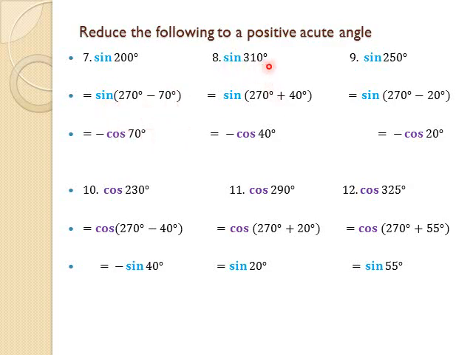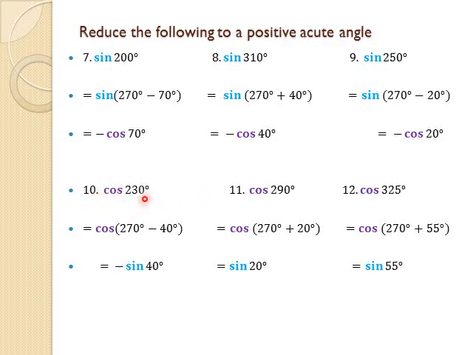Sine 310, 310 falls in the fourth quadrant, therefore 270 plus 40 degrees, but fourth quadrant sine is negative, and 270 changes sine to cos 40 degrees. Right, sine 250, 250 falls in the third quadrant, so that becomes sine of 270 minus 20, which in the third quadrant sine is negative, but 270 changes sine to cos, right? So therefore negative cos 20.